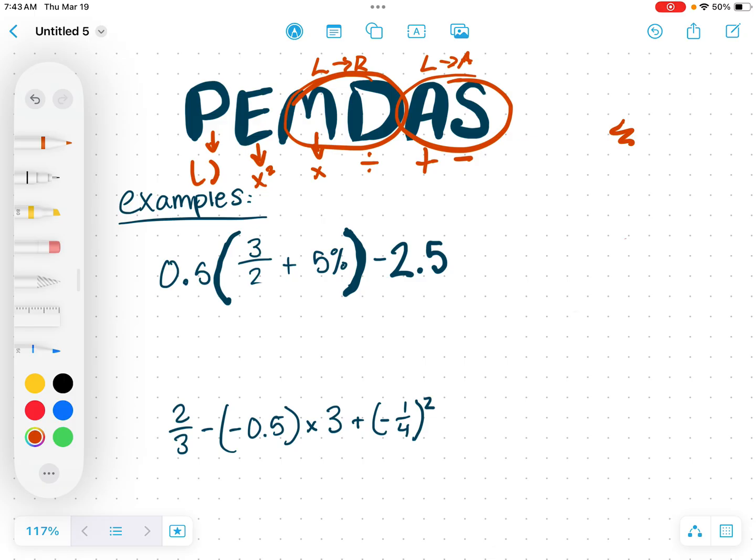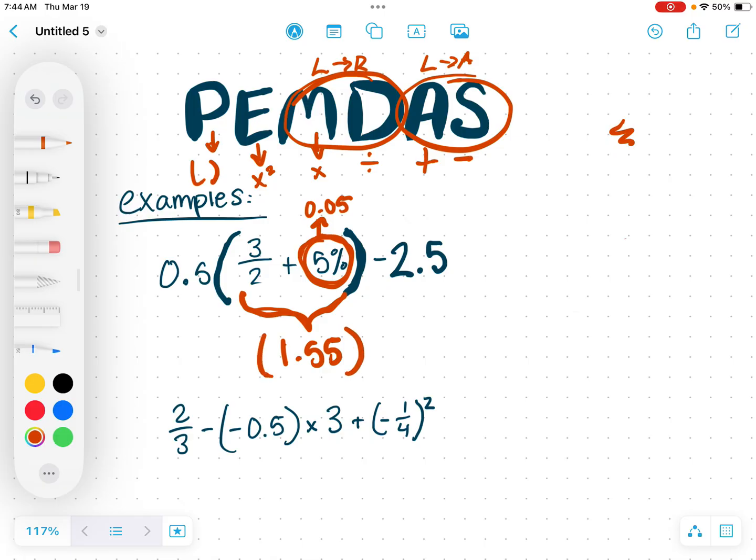Okay? With this first problem right here, I'm going to go ahead and do those parentheses first. So I'm going to do 3/2 plus 5%. Go ahead and type that into your calculator. Remember, we cannot type percents directly. We need to plug in the decimal form. Okay, so this is what I'm going to plug into my calculator. I'm going to plug in 3/2. I'm going to add 0.05, which gives me 1.55.